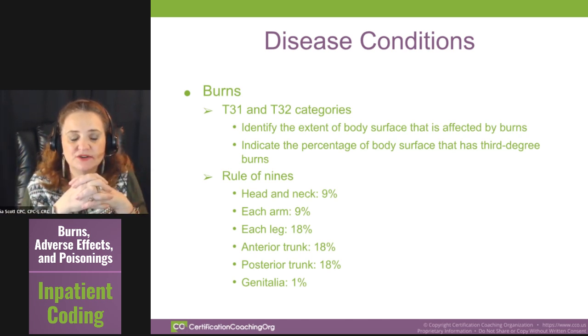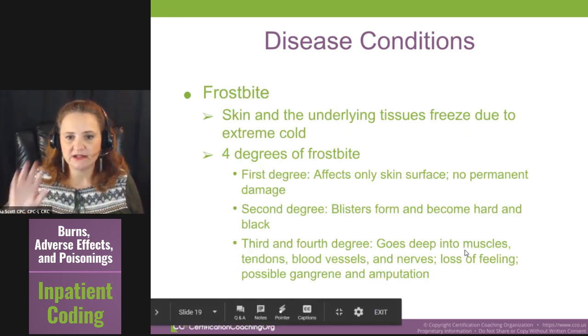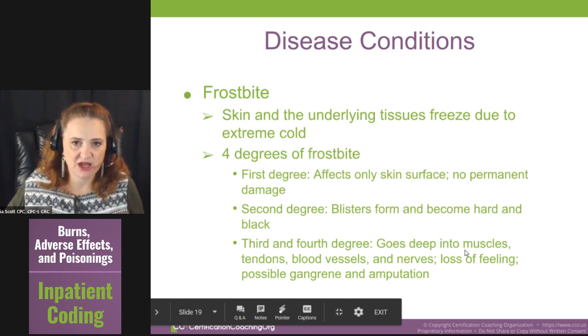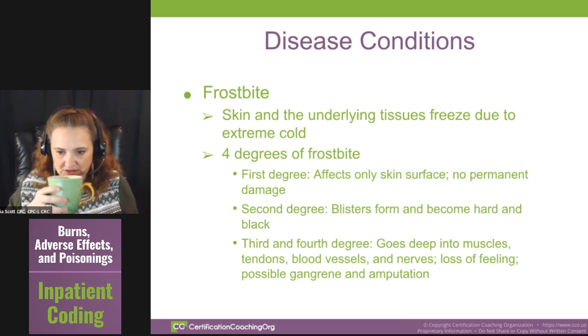And anterior trunk and posterior trunk, meaning the front and the back of the body, is 18, and genitalia gets 1%. So if we have a burn to the head and neck and one arm, then we have an 18% burn, right? If we have each arm and the genitalia, or let's say we have the anterior trunk and genitalia, then it's 19% because it's 18 plus the 1%. Okay. Again, lots of great information about rules of nines, and there's not really a lot of math involved. You can do divisibles of 9.